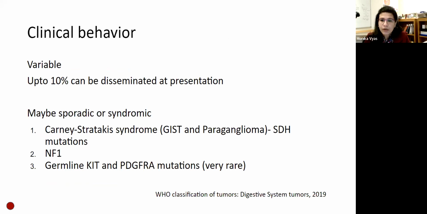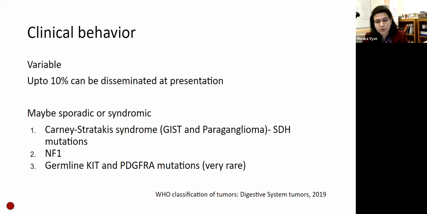So clinically, the behavior of GISTs is variable. They have malignant potential. Up to 25% of GISTs can show metastasis, and about 10% of GISTs are already metastatic or disseminated at presentation. And GIST can arise sporadically or as a part of other syndromes.